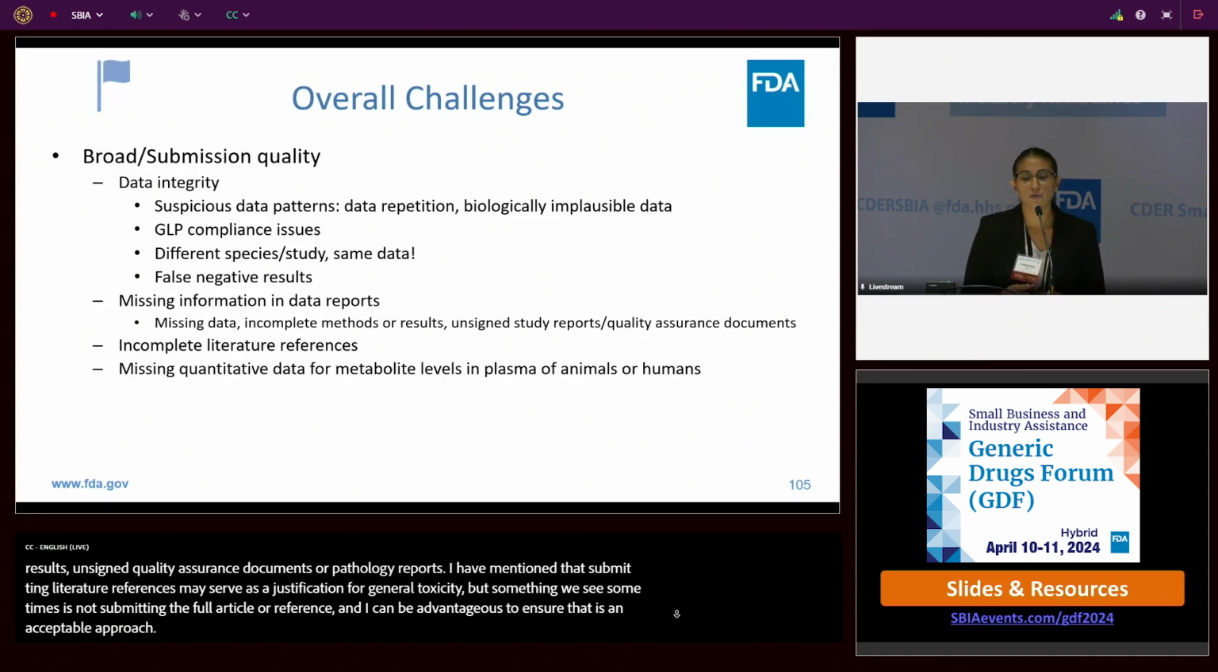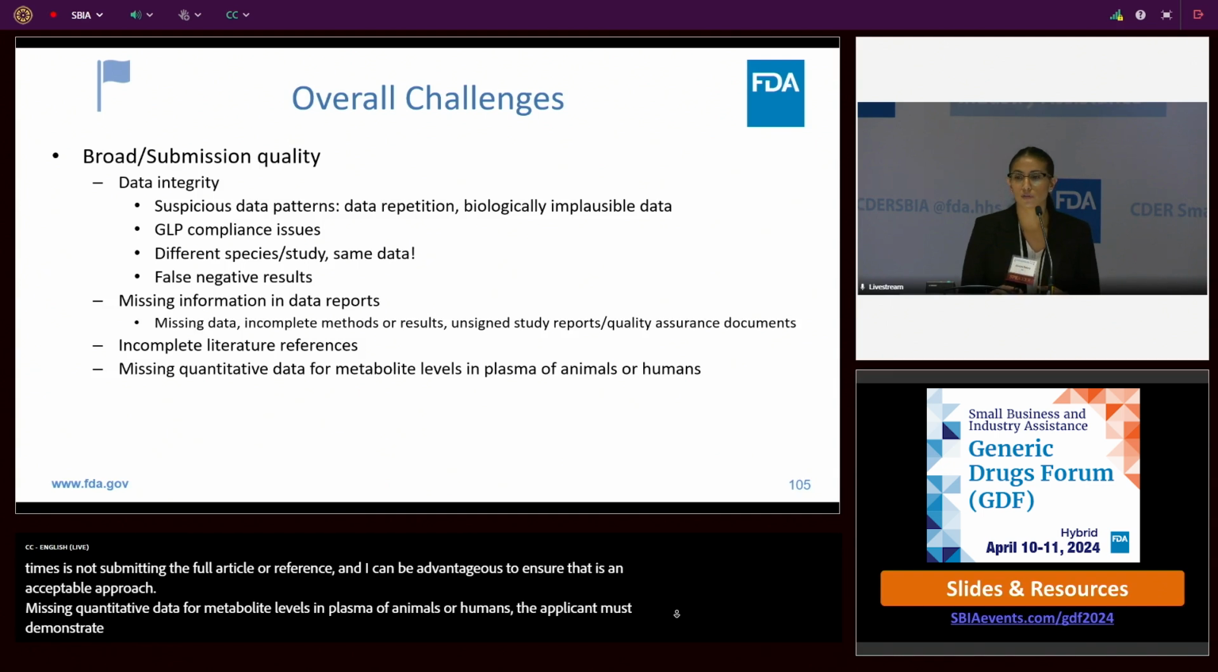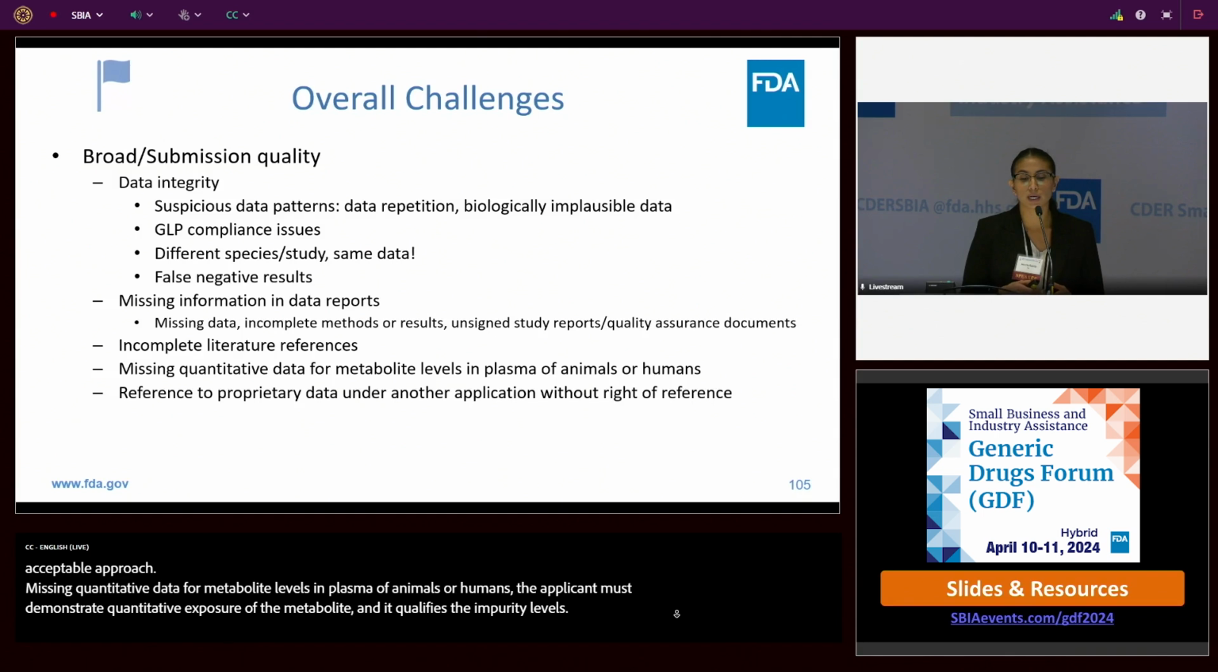Missing quantitative data for metabolite levels in plasma of animals or humans. The applicant must demonstrate the quantitative exposure of the metabolite and that it qualifies the impurity levels. Again, referencing proprietary data under another application without right of reference is not an acceptable approach.